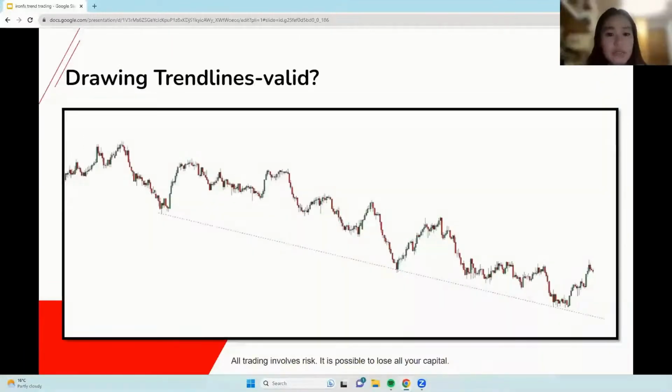Okay, so here we have a little activity. Let me know in the chat or in the Q&A session if you think this trend line is valid or not. In this case, of course, we can all agree that price is moving downwards. So we are expecting to draw a descending trend line. Let me know if you think this trend line is valid or not.